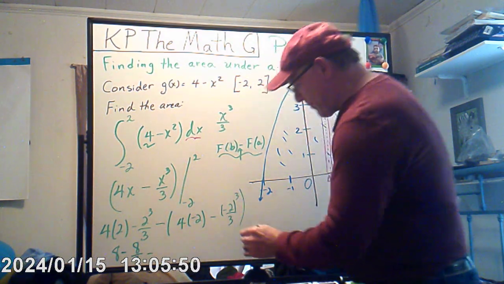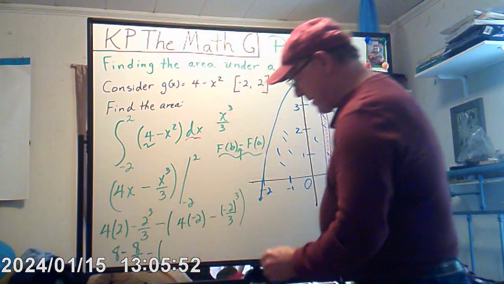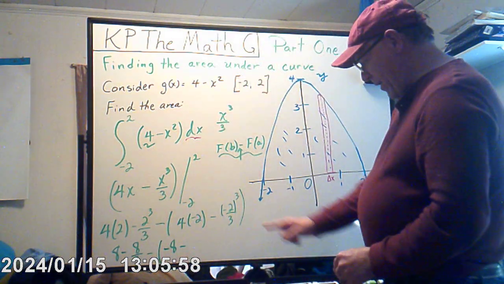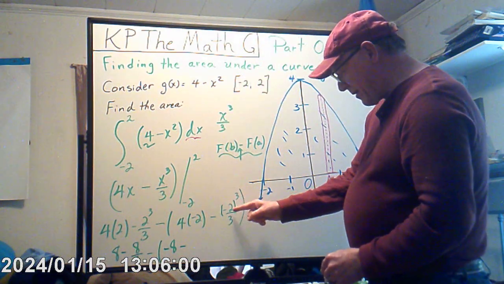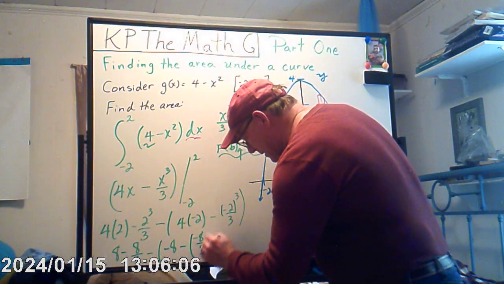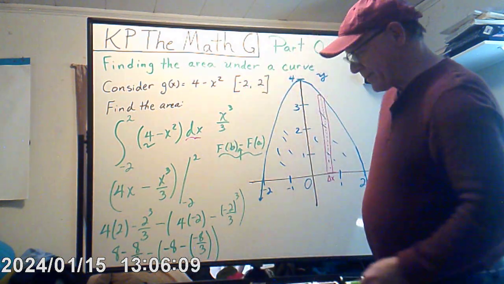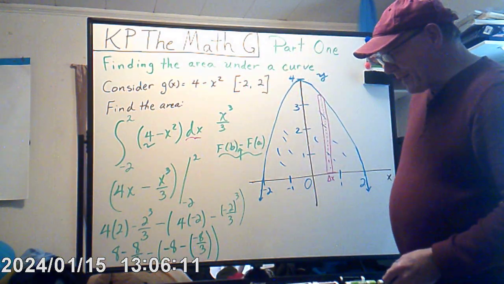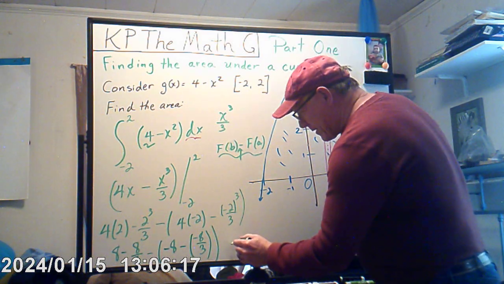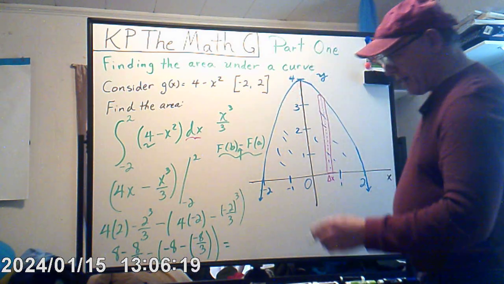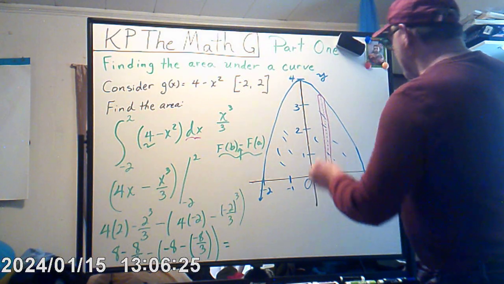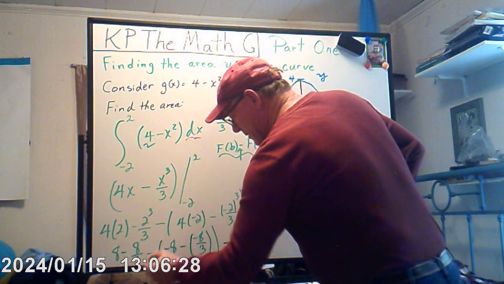So now let's see. Minus parentheses again. 4 times -2 is -8. Minus sign. -2 cubed is -8. -8 over 3. Okay, like that. Let's see what we have here. That equals 8 minus 8 thirds. I'm going to put this over here on the side. Let's do this front part right here.